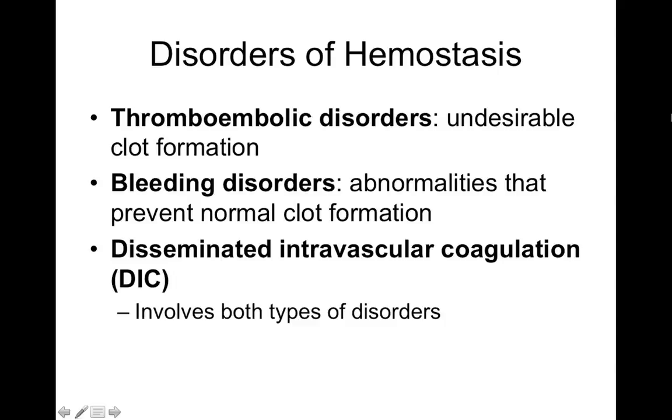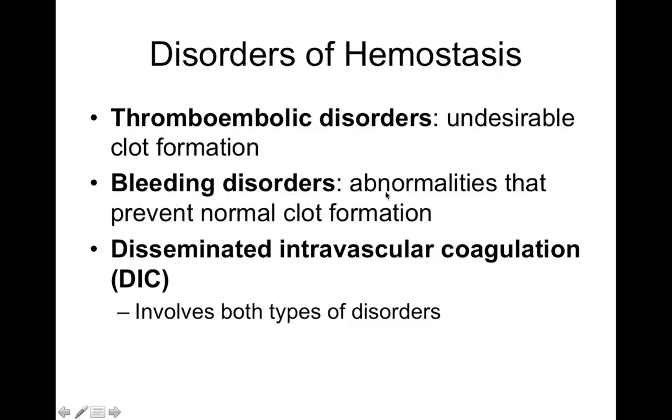Some of the disorders of hemostasis. We'll talk about these thromboembolic disorders, which result from undesirable clot formation. Basically, a thrombus is a blood clot that forms in an unbroken blood vessel. That can lead to an embolism if that clot breaks free and then travels to another vessel somewhere in the body and clogs that vessel. So we'll go through some of the more specific thromboembolic disorders.